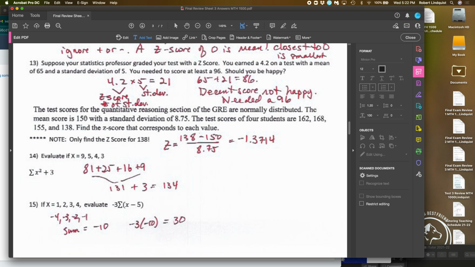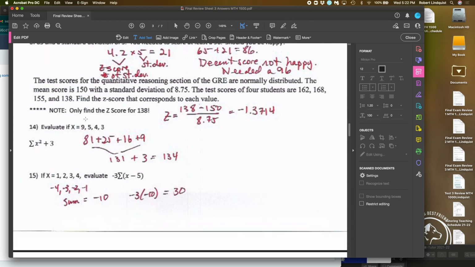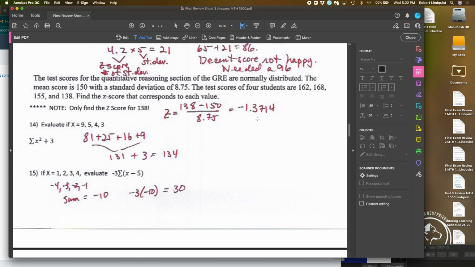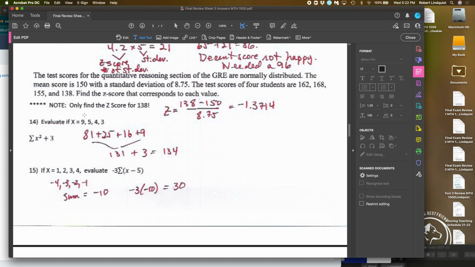Next, a little more z-score stuff here. The test scores for the quantitative reasoning section of the GRE are normally distributed. The mean score is 150, standard deviation 8.75. It lists 4 test scores, but it says here, only find the z-score for 138. So 138 minus 150 is negative 12. Divided by 8.75 is negative 1.3714.